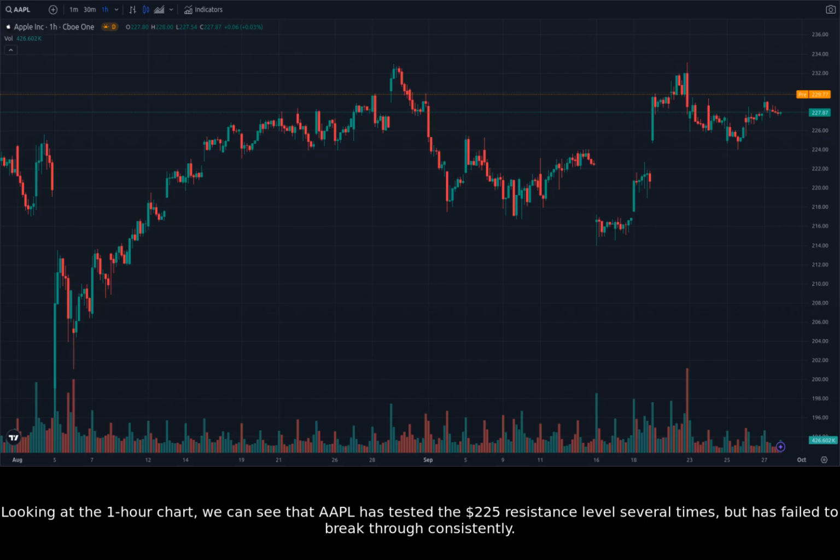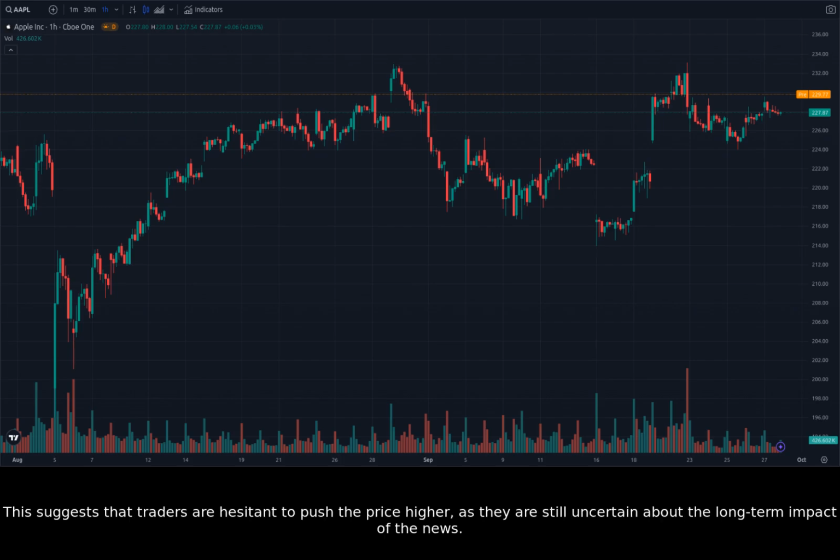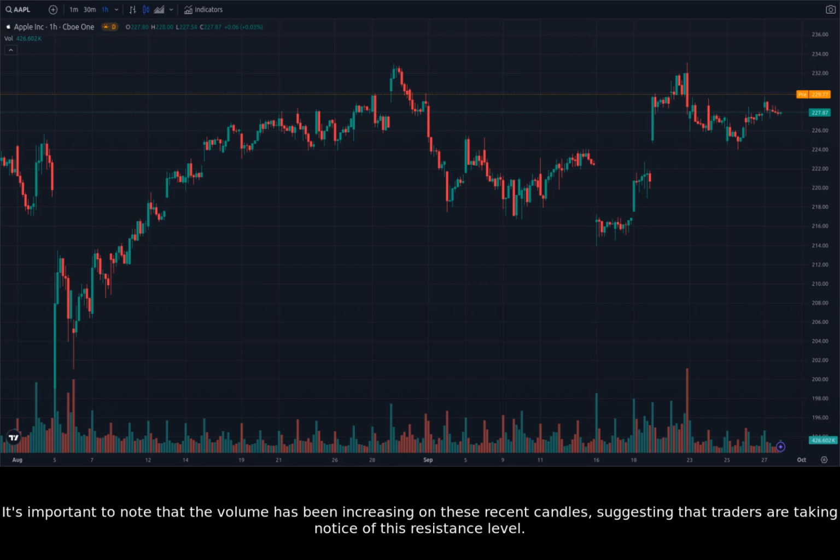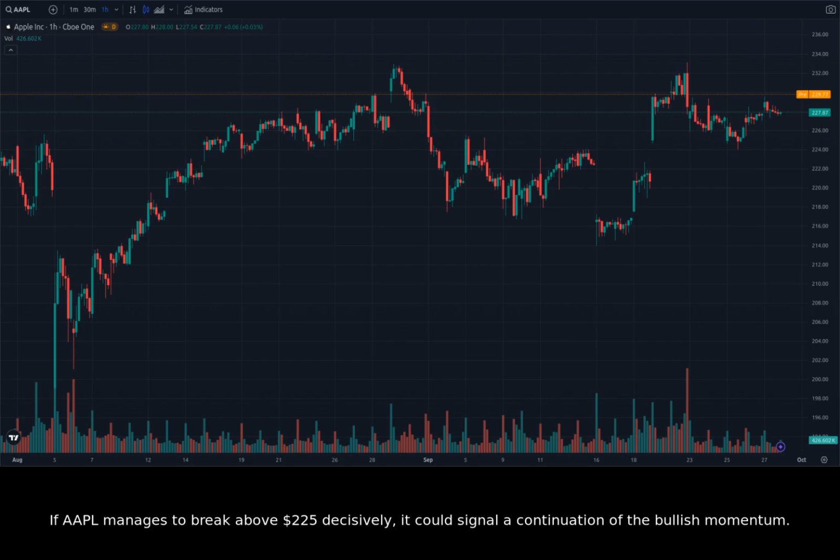Looking at the 1-hour chart, we can see that Apple has tested the $225 resistance level several times, but has failed to break through consistently. This suggests that traders are hesitant to push the price higher, as they are still uncertain about the long-term impact of the news. It's important to note that the volume has been increasing on these recent candles, suggesting that traders are taking notice of this resistance level. If Apple manages to break above $225 decisively, it could signal a continuation of the bullish momentum.